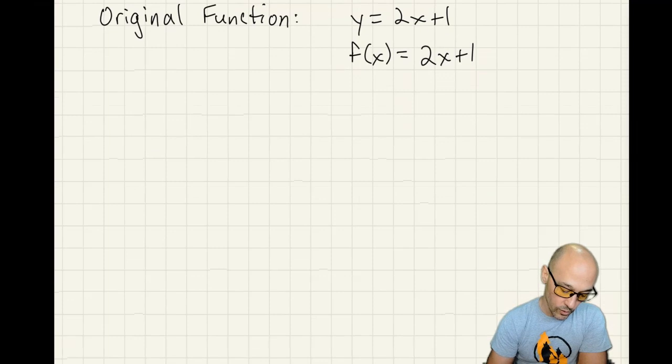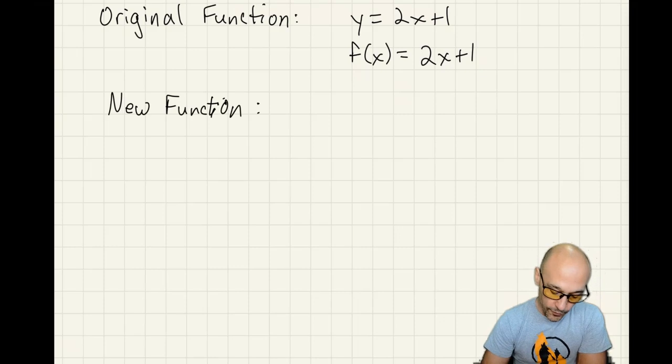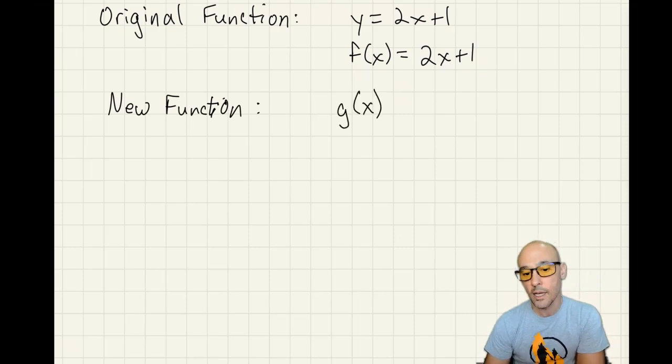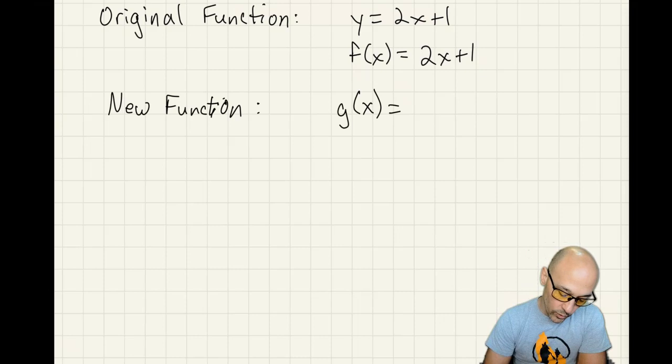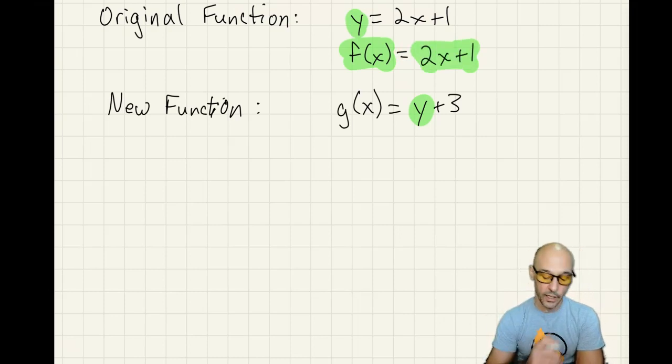And we are going to have our new function. It's going to need a different name. Otherwise, we'd get confused calling the two different things by the same name. So the new function we're going to call g of x. And we're going to make that equal to y plus 3. So this y that I'm talking about right here is also the same as f of x, which is the same as 2x plus 1. So I'm highlighting those so that we can see that we can replace one with the other.